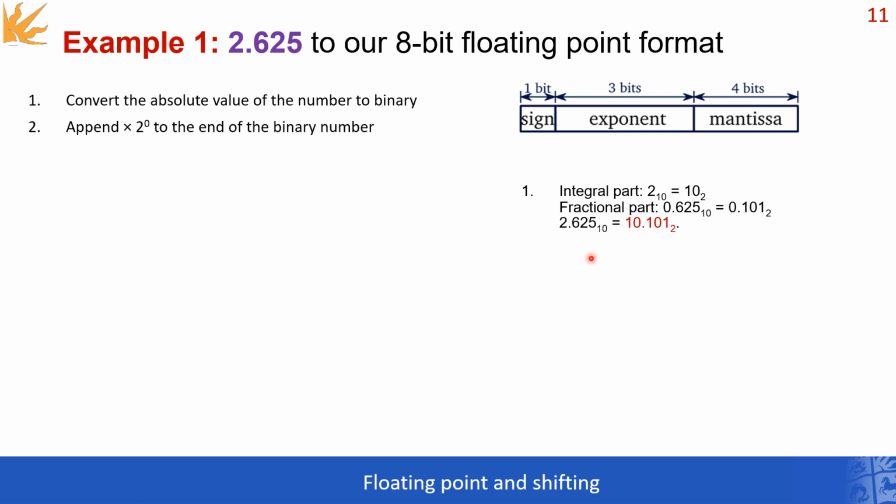Now the next step is to append times 2 to the power of 0. You may wonder why we do that, because it's like multiplying with 1. 2 to the power of 0 equals 1. Well, this is an intermediary step for the next one, which is the normalization. Now pay attention to what has changed here. Hit the pause button and try to identify a pattern.